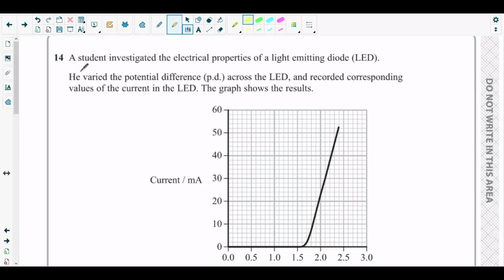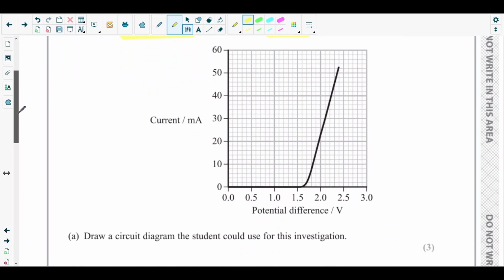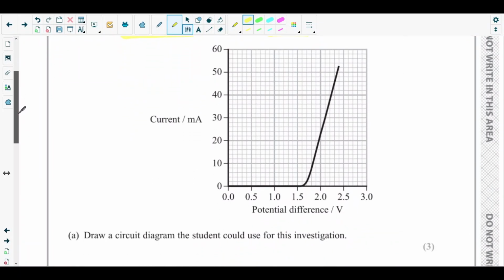So here it says, a student investigated the electrical properties of a light emitting diode, that is LED. He varied the potential difference, that is PD, across the LED and recorded corresponding values of the current in the LED. The graph shows the results. So we can see the current to voltage graph for an LED.